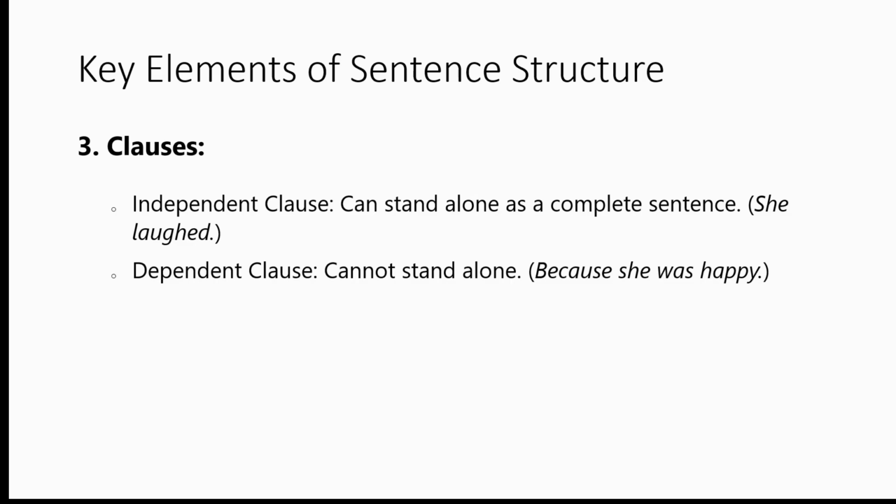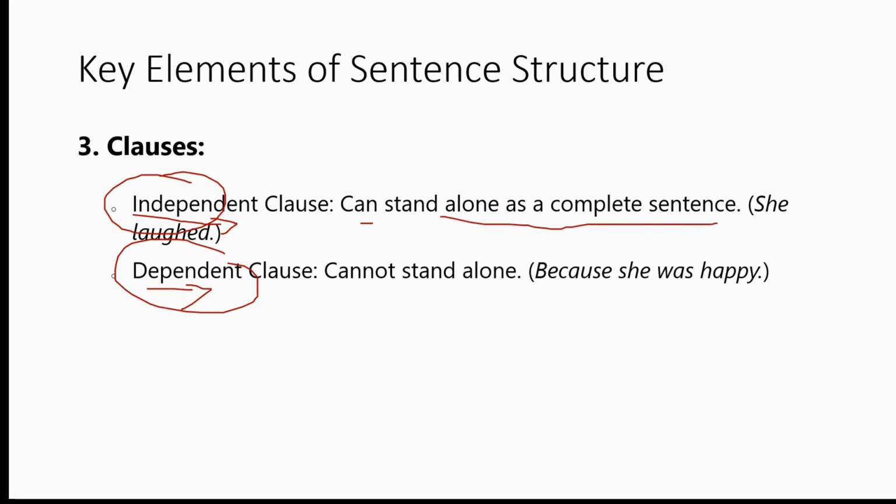Clauses. Clause basically is a sentence. Clause and sentence may be used interchangeably, but generally when we talk about clause, it means a part of a sentence. For example, there are two types of clauses: independent clause and dependent clause. Independent means free of depending on anything. Dependent means depending on someone or something. An independent clause can stand alone as a complete sentence.